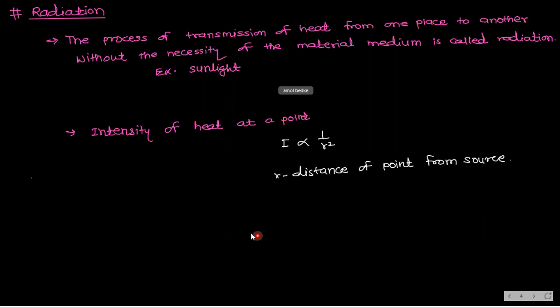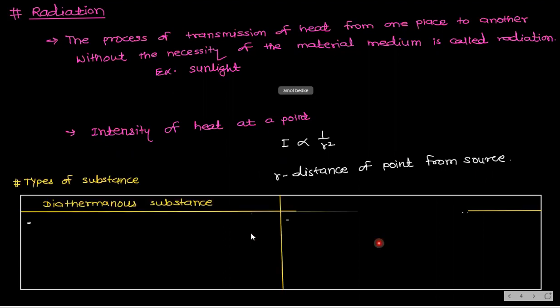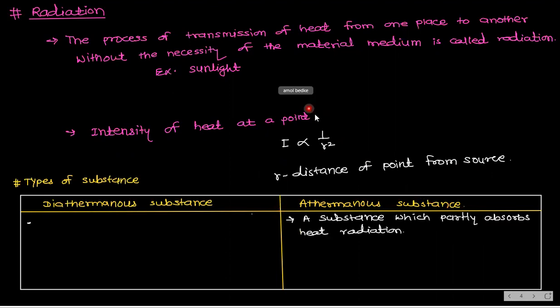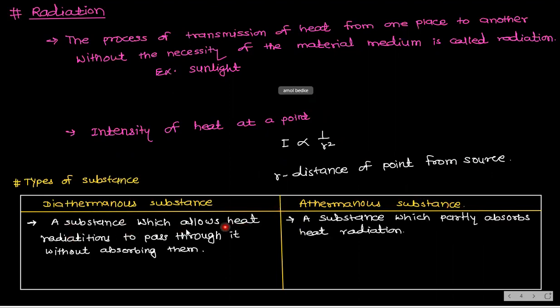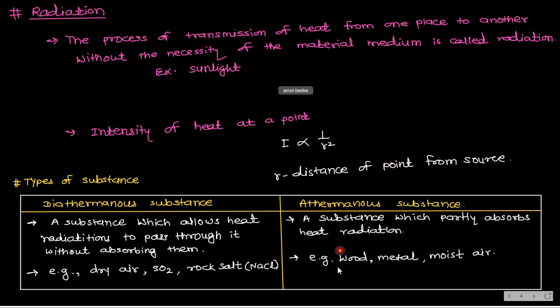Now, types of substances. How many types of substances are there? Diathermanous and athermanous substances. First, a diathermanous substance allows heat radiations to pass through it without absorbing them. It will not absorb, it will just allow them to pass. Whereas athermanous means a substance which partly absorbs, so while transferring it will absorb some amount of heat. Examples of diathermanous substances are dry air, SO2, and rock salt. Wood, metal, and moisture are examples of athermanous substances. Okay.